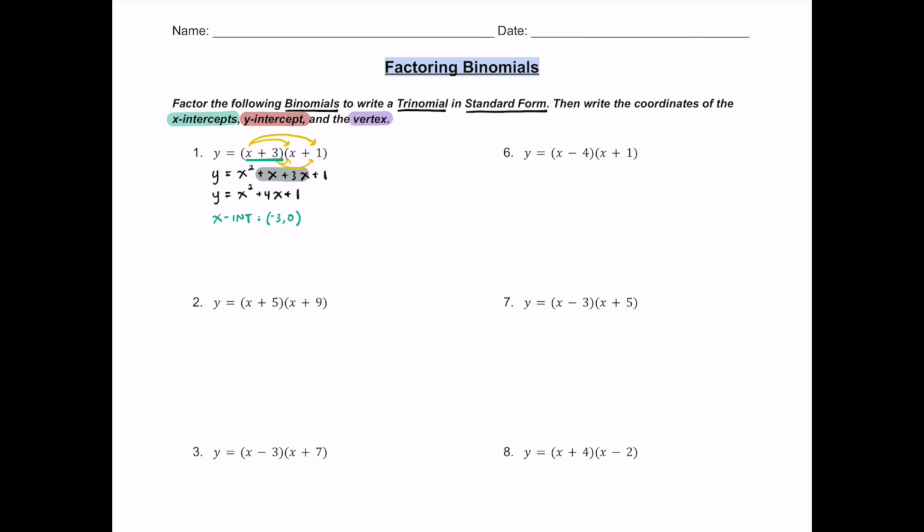There's going to be another one here. When does the second binomial equal 0? That's when x equals -1. So if x is -1, then the whole second binomial becomes 0, and then the whole right side of the equation becomes 0, so y is 0.